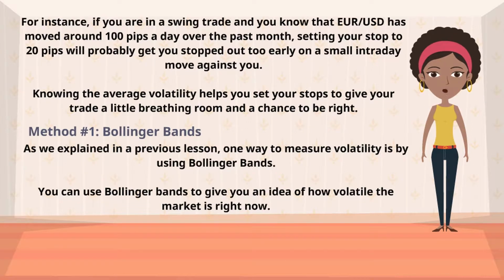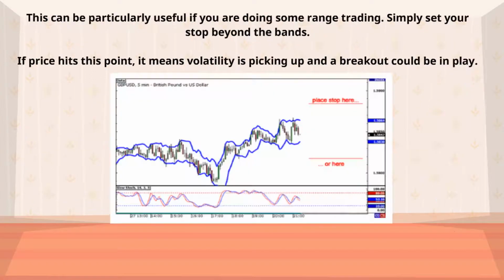As we explained in a previous lesson, one way to measure volatility is by using Bollinger Bands. You can use Bollinger Bands to give you an idea of how volatile the market is right now. This can be particularly useful if you are doing some range trading. Simply set your stop beyond the bands. If price hits this point, it means volatility is picking up and a breakout could be in play.